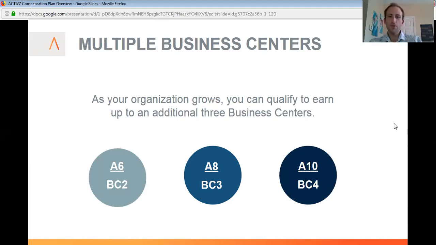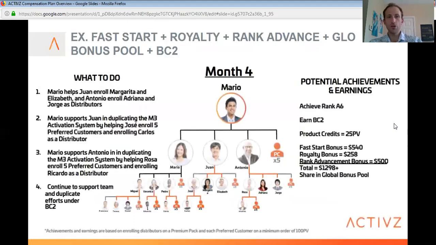So we won't get into all the placement and everything, but just know this is extremely generous of the company. I mean, you're able to more than double dip, triple dip, quadruple dip into your business as this grows. And that's a pretty powerful component, if you're thinking long-term and big business, having multiple business centers is a huge opportunity. So let's look at month 4.